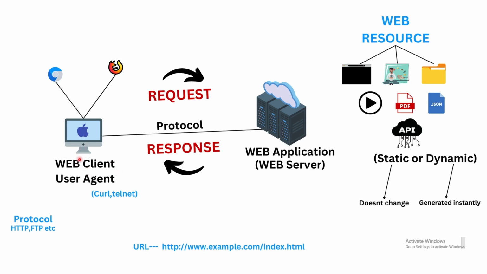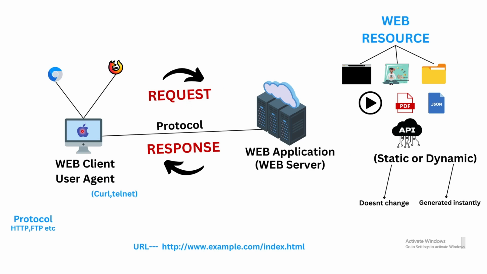Suppose the web client wants an image. It will first send a request to the web application saying I want an image, and the web application will then request the image from the web resource. The web resource will give the image to the web server, and after that the web server will respond with the image to the web client, and this is how the web client gets its desired request. The image is a static resource, so this is how the process is done.